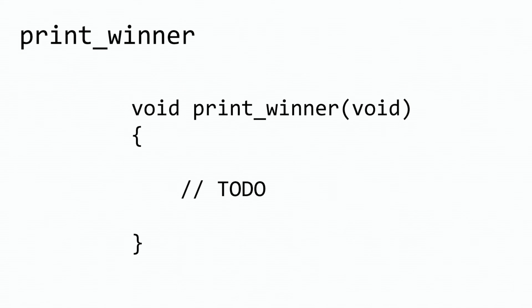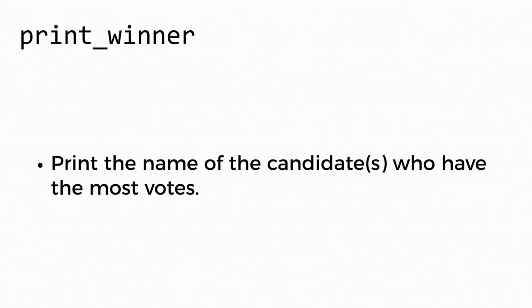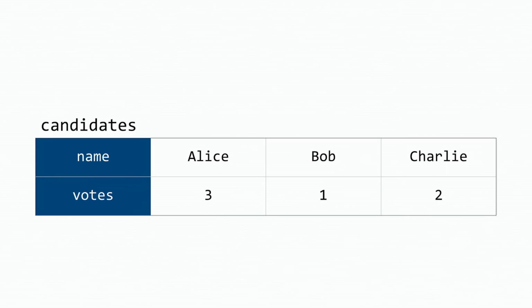So that's the vote function. The second function you're going to implement in this program is print_winner. And the print_winner function is going to be tasked with printing out the winner of the election. So in this function, you're going to print out the name of the candidate or candidates who have the most votes. Because remember, it's possible that at the end of the election, multiple people are tied for the most number of votes, in which case each of them should be declared a winner, and you'll want to print out each of their names. So in this case, where Alice has 3 votes, Bob has 1 vote, and Charlie has 2 votes, Alice has the most votes, and Alice is going to be declared the winner of the election, so you should print out Alice's name.